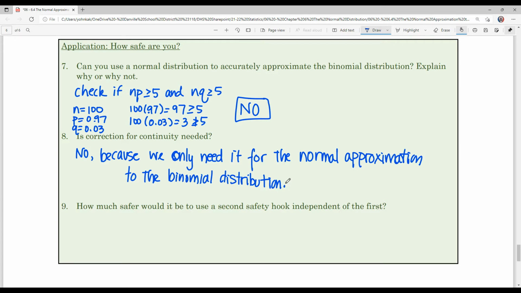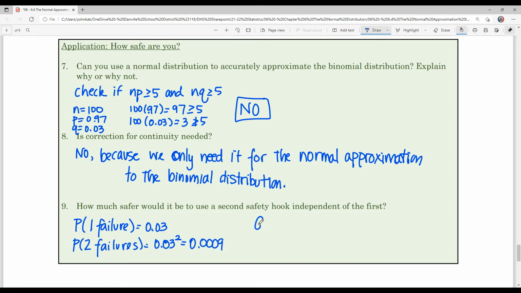Number 9, how much safer would it be to use a second safety hook independent of the first? Well, the probability of one failure is 3%, or 0.03. The probability of 2 failures is 0.03 to the second power, which is 0.0009. So we go from 3% to a 0.09% failure rate.